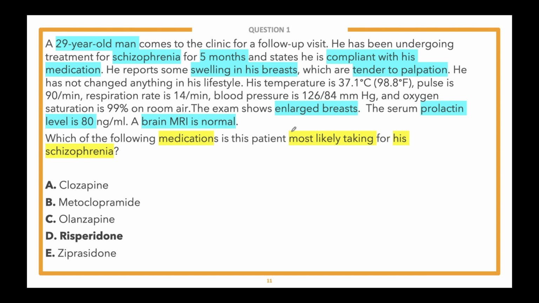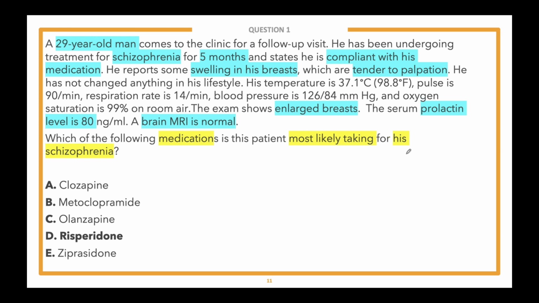So answer choice E, ziprasidone, that is also an atypical antipsychotic. The most common adverse effect seen with this is QT prolongation. Does not usually cause the side effects that we just talked about. Answer choice C, the same thing with olanzapine, also an atypical antipsychotic. Doesn't really cause the side effects that we've talked about here, hyperprolactinemia and gynecomastia or galactorrhea. The side effects you should be on the lookout for include weight gain and lipid changes, okay, dyslipidemia.